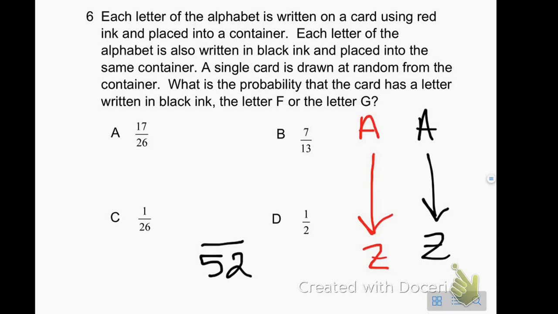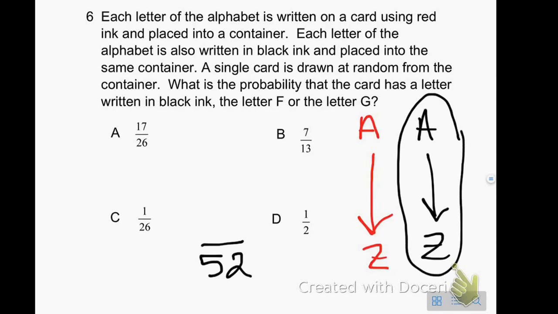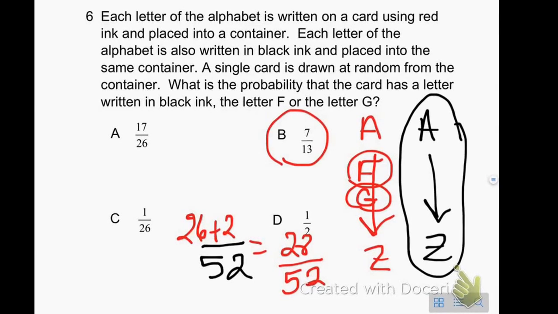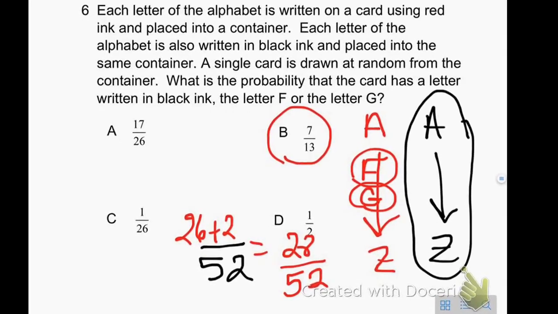So if I want to know the probability of choosing a letter written in black ink, I have all 26 of these. And then I also am going to have the red F and the red G. It would be in the probability also. So that would give me 26 plus 2 would equal 28 over 52, which is going to reduce to 7 over 13 because they're both divisible by a factor of 4.